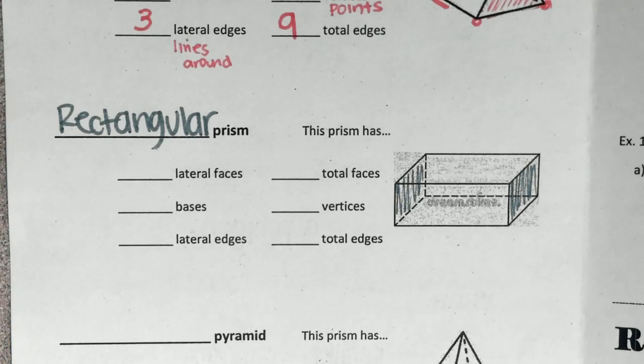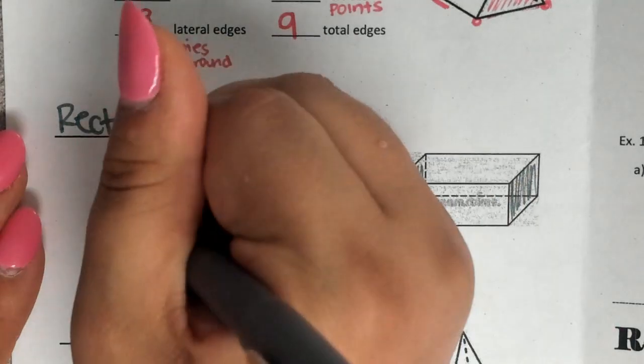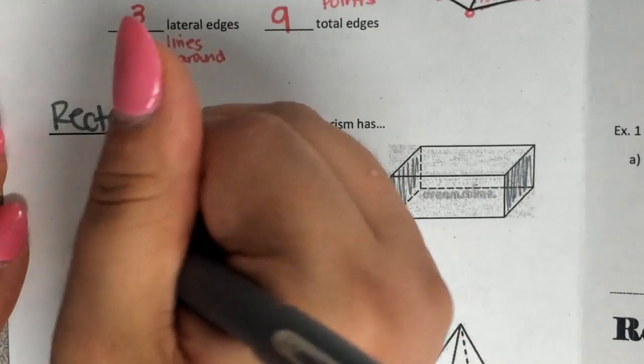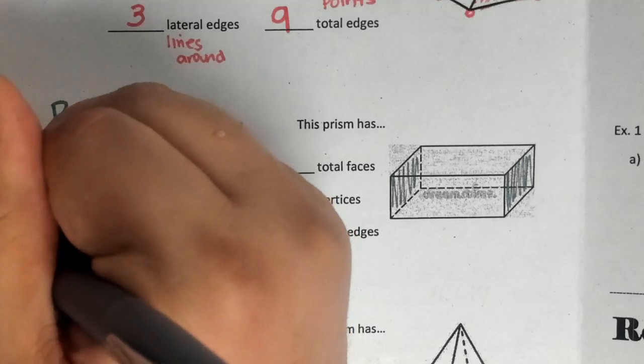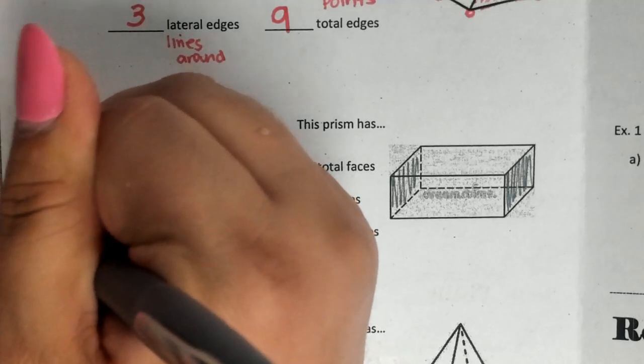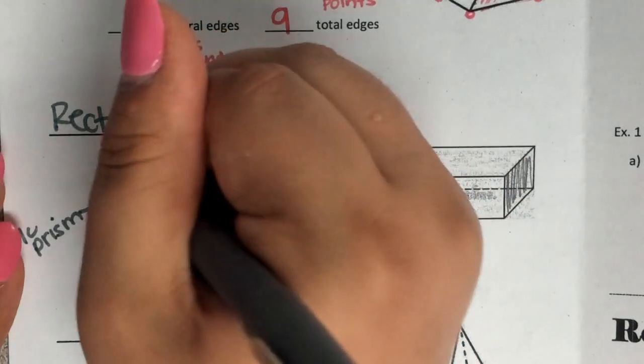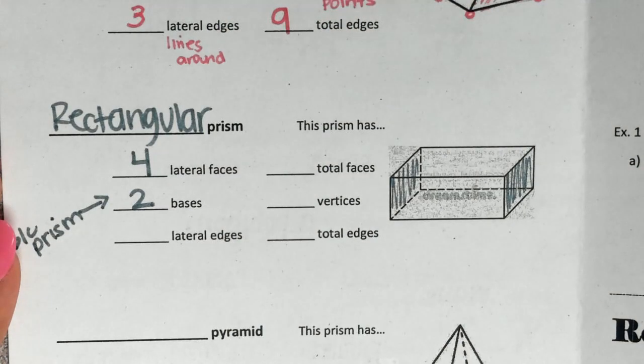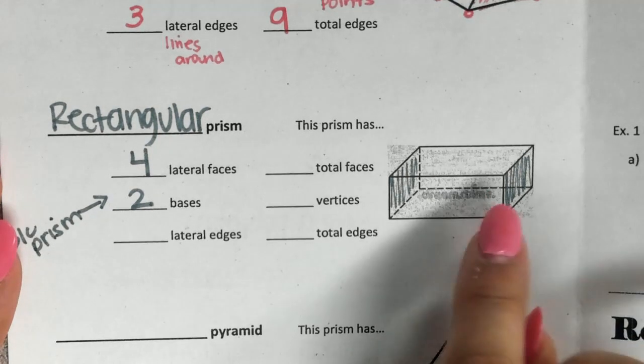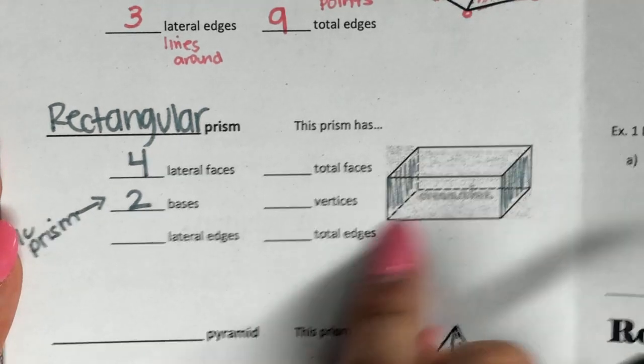Okay? So how many bases are there? 2. By the way, if it is a prism, it'll always have 2 bases. So because it's a prism, it has 2 bases. How many lateral faces are there? Around how many faces are there? 4. Why? Because there are 4 sides in a rectangle. And you're right, it creates 4 rectangles. But it's a rectangle, there are 4 sides, so there are 4 lateral faces.